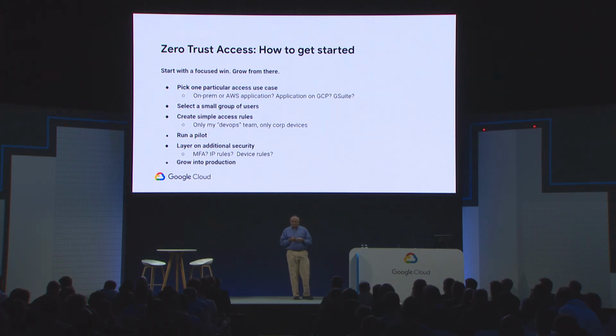Have very simple access rules initially, maybe just rules based on user group. Don't even have device status as yet, so only this team can access it. So you can get a feel for how the rules engine works. And run a pilot. Maybe get a couple of the contractors to use it, and find real-world issues from when they are far away, what happens.